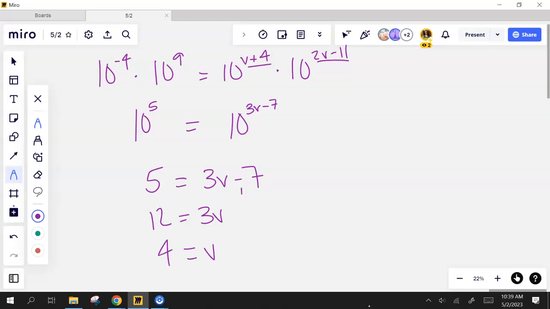So add 7 and divide by 3. Y'all ready to make it harder? Not too many more.